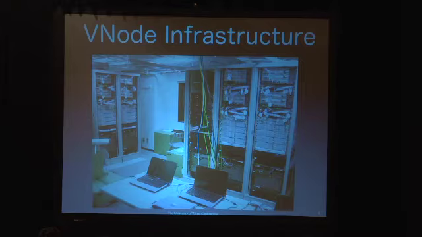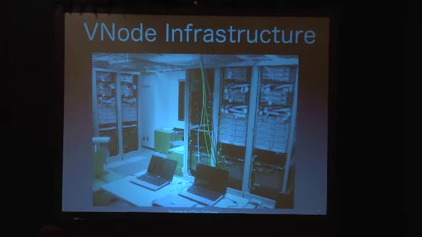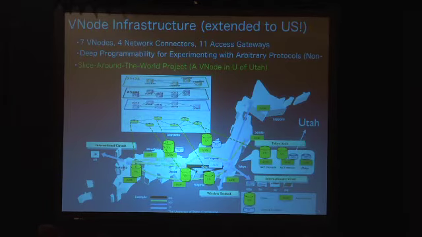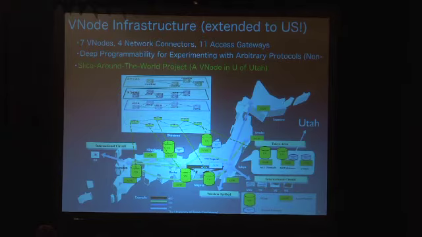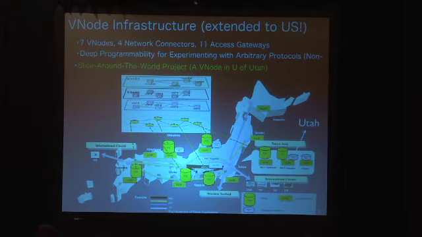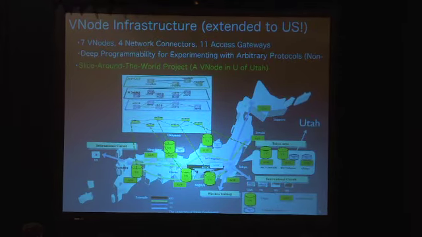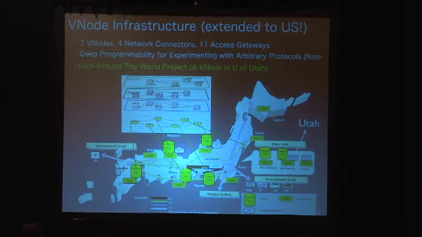Just like InstaGENI and ExoGENI, we have this rack of machines. We can inject a program in a slice and run it all across Japan. Right now we have 7 VNodes, 4 network connectors, and 11 access gateways running in Japan, and we are using this infrastructure for slicing and injecting programs and running new network services, just like in a GENI project.